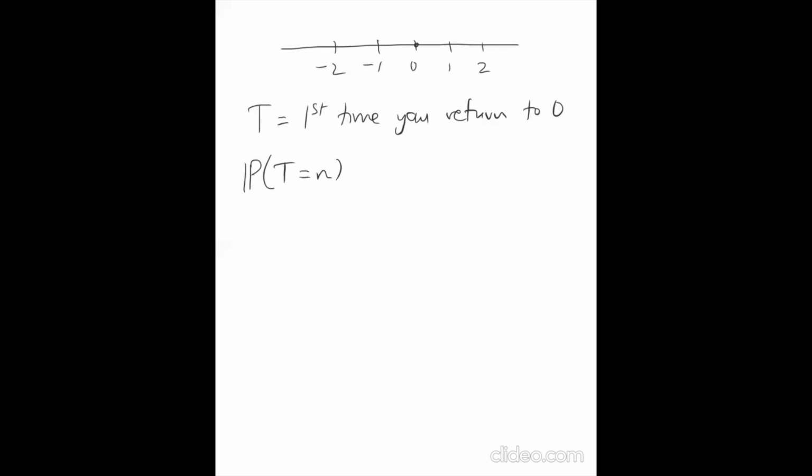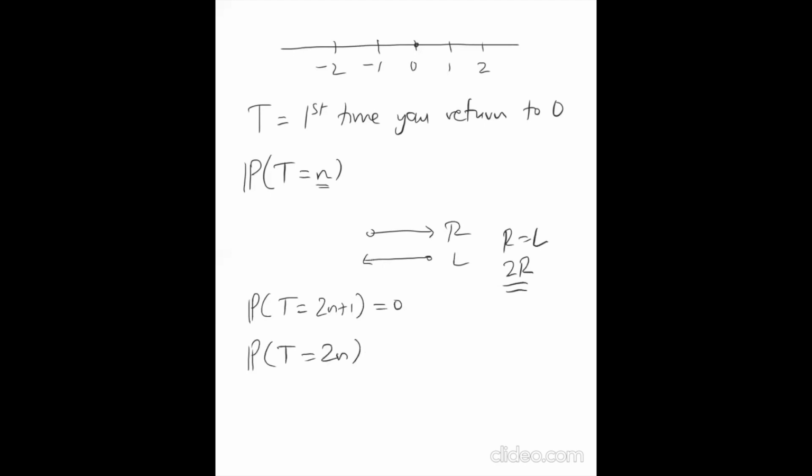The first observation we make is that n cannot be odd. You cannot come back to 0 in an odd number of steps, because say you take r steps to the right and l steps to the left. Together they have to negate their effect, because you want to return to where you started. So r has to be equal to l, and the total number of steps you will take is 2r. So you have to come back in an even number of steps. Firstly, the probability that t is some odd number is going to be 0, so we are concerned with the probability that t is even.